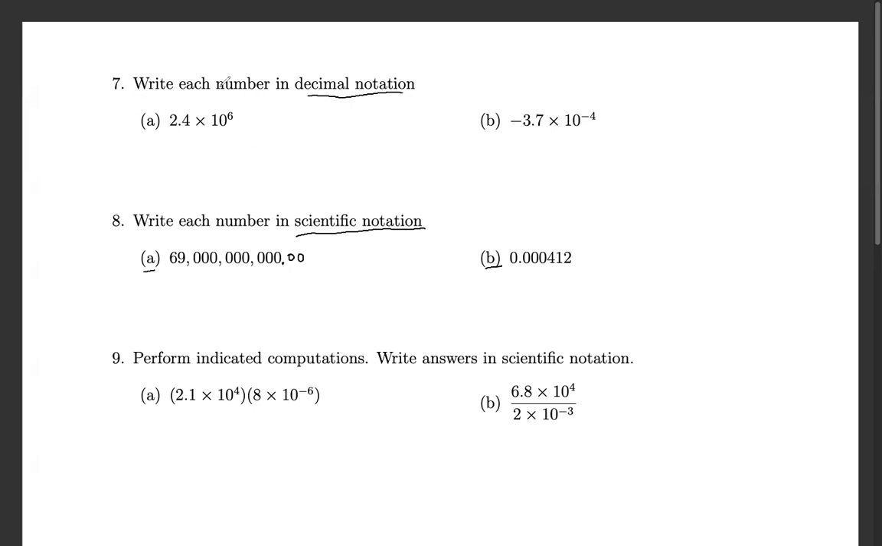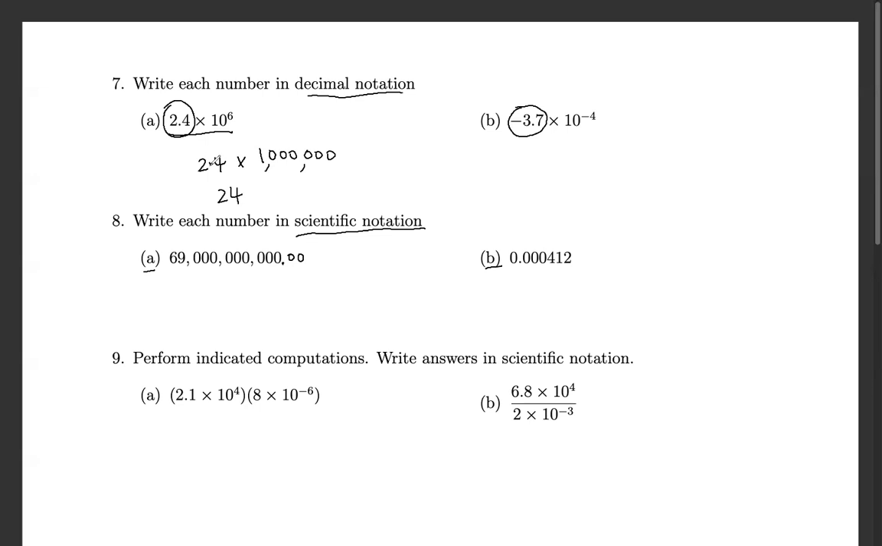Let's see, 7, we want to write the scientific notation. So this is a scientific notation. The first number is bigger than or equal to 1 and less than 10. So we have 10 raised to 6. What's 10 raised to 6? That's 1 followed by 6 zeros. So this is 10 raised to 6, which is 1 million, times 2.4.